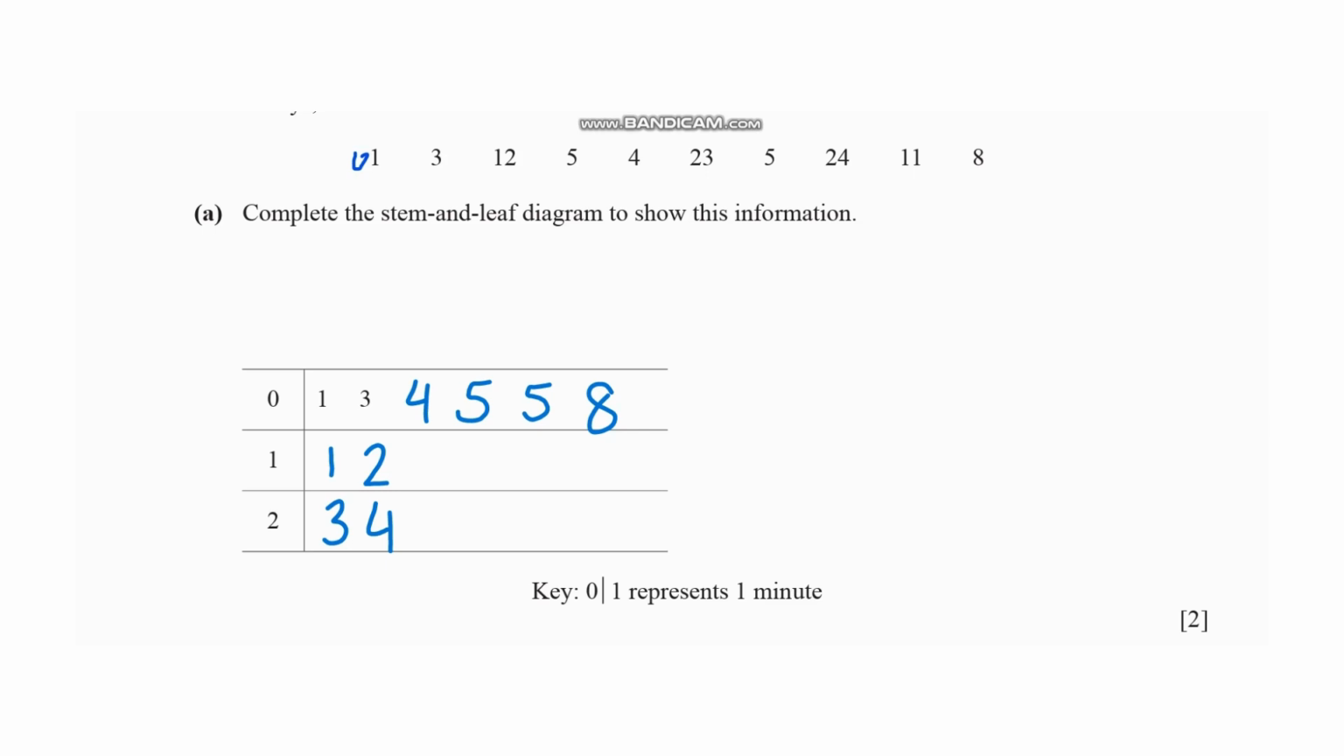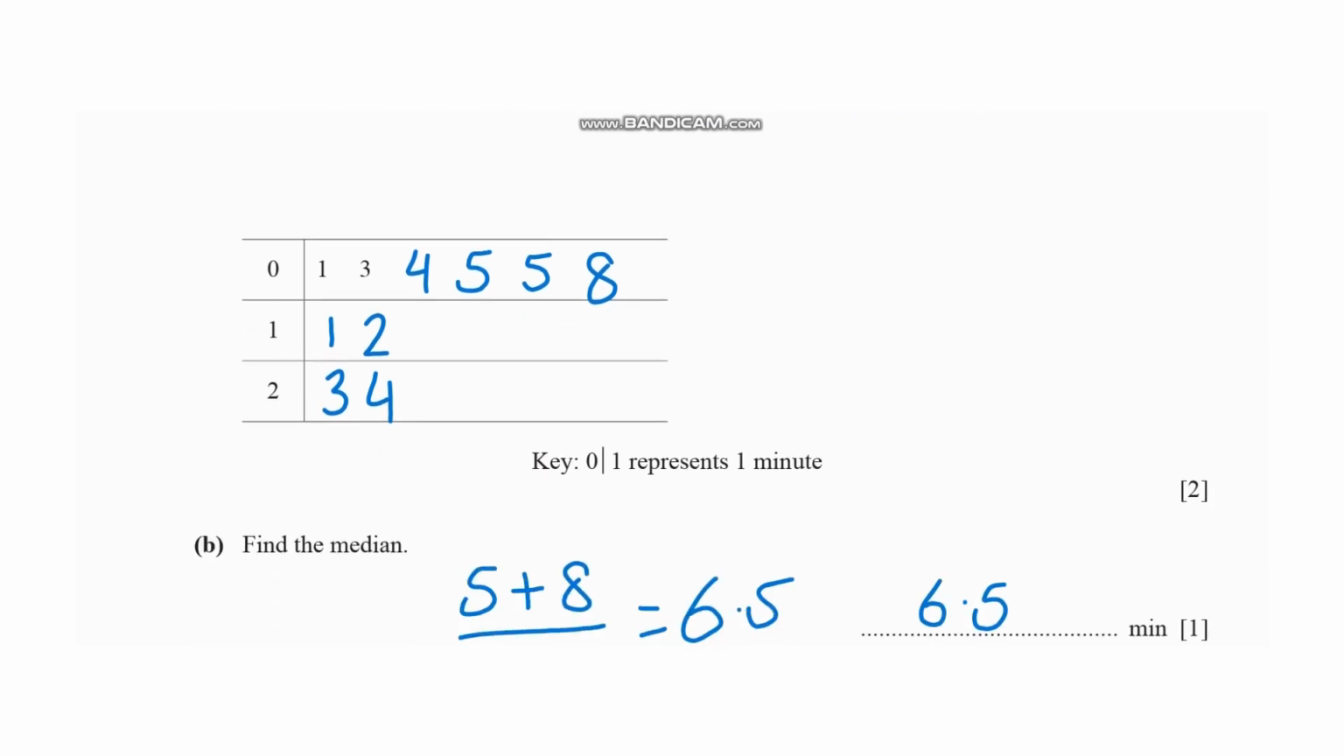Then we will move on to the tens numbers, which is between 10 and 19, 10 and 20. So first one will be 11 over here. Then second one will be 12, and that's it in the tens numbers. Then in the 20s we have over here 23, 24. So this is how we will fill out the stem and leaf diagram.